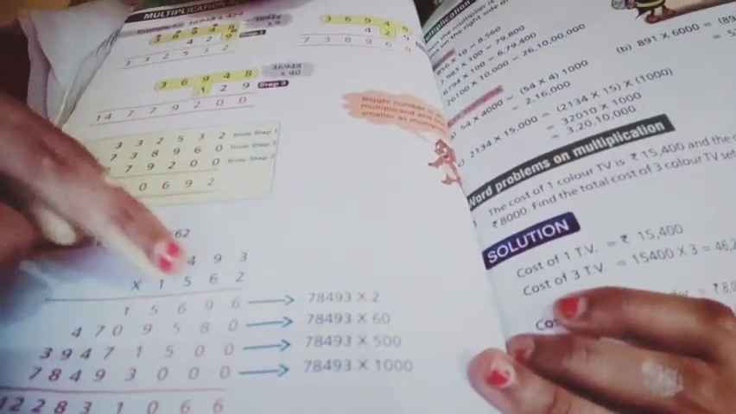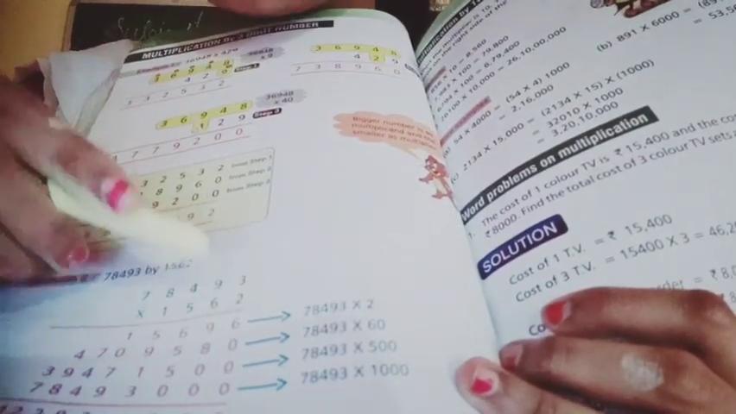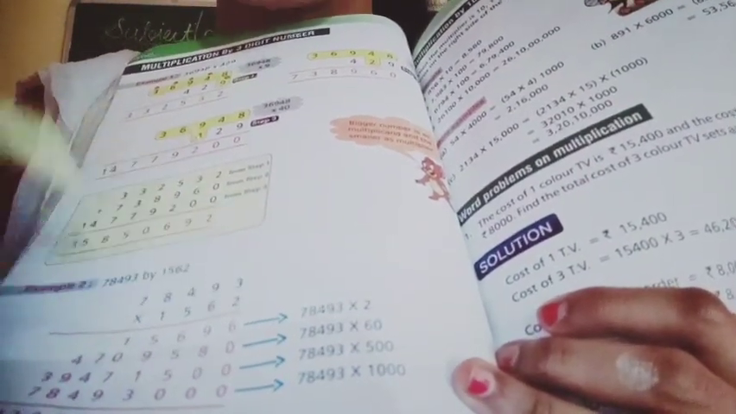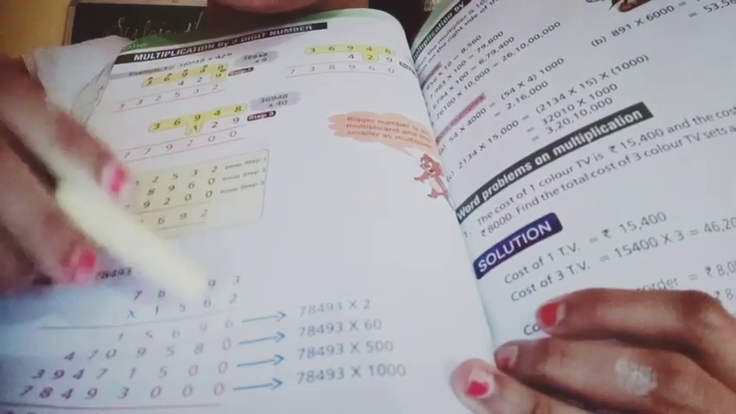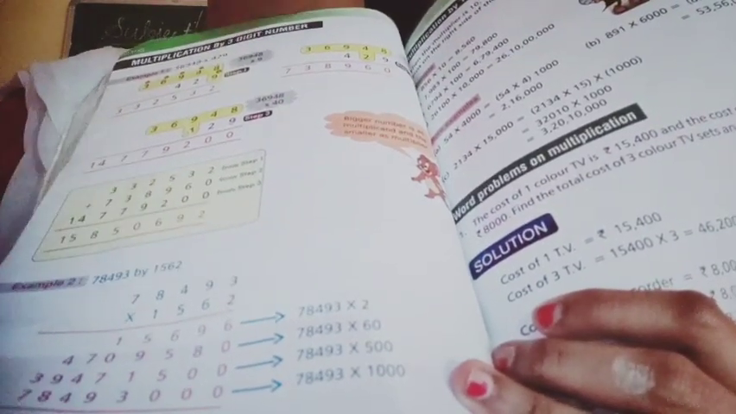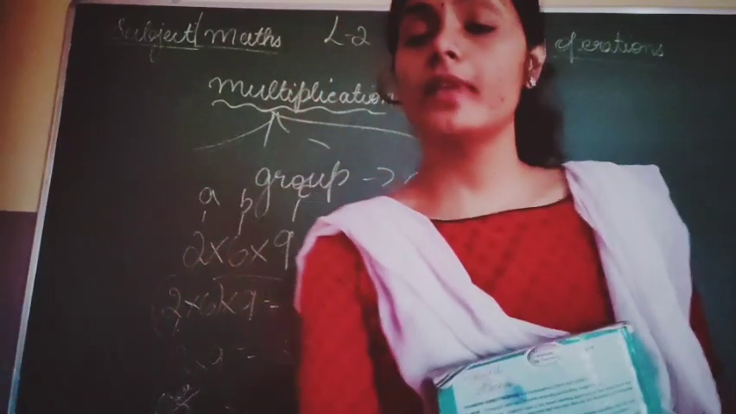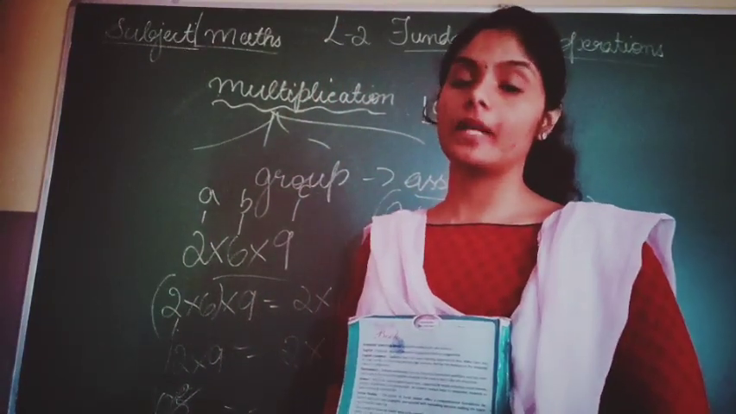First one you should multiply with 2. 2 3s are, 2 9s are, 2 4s are, 2 8s are, 2 7s are. Then 6 3s are, 6 9s are, 6 4s are, 6 8s are, 6 7s are. Like that we have to multiply with each digit. Okay, that is the way we are going to do the 3-digit multiplication.